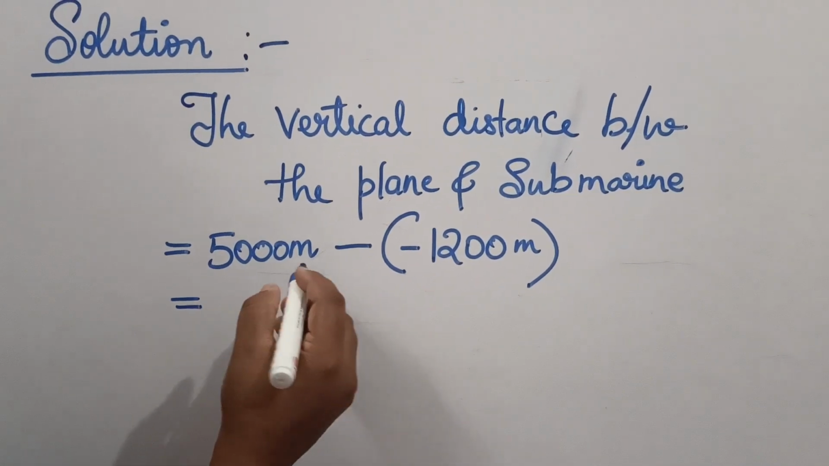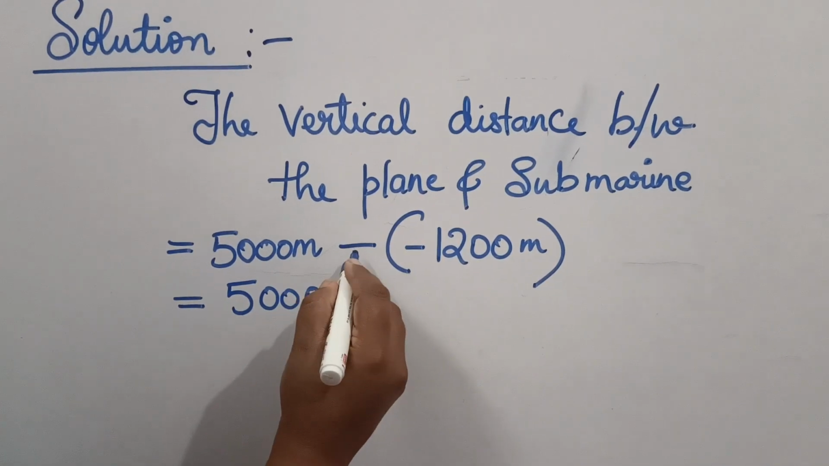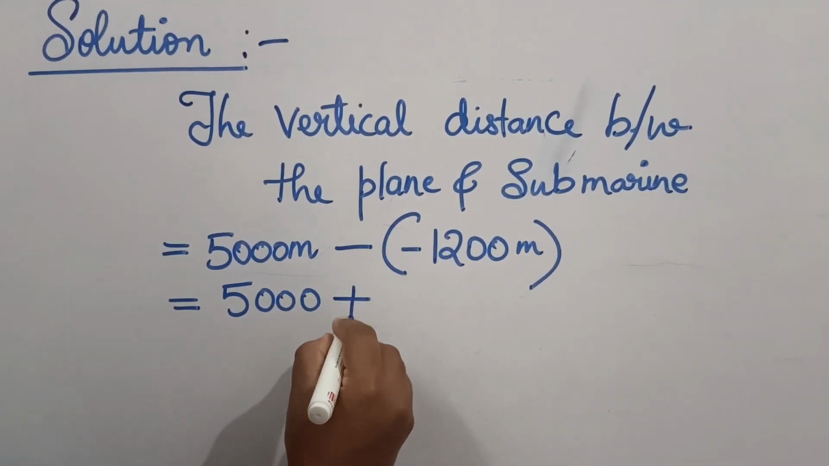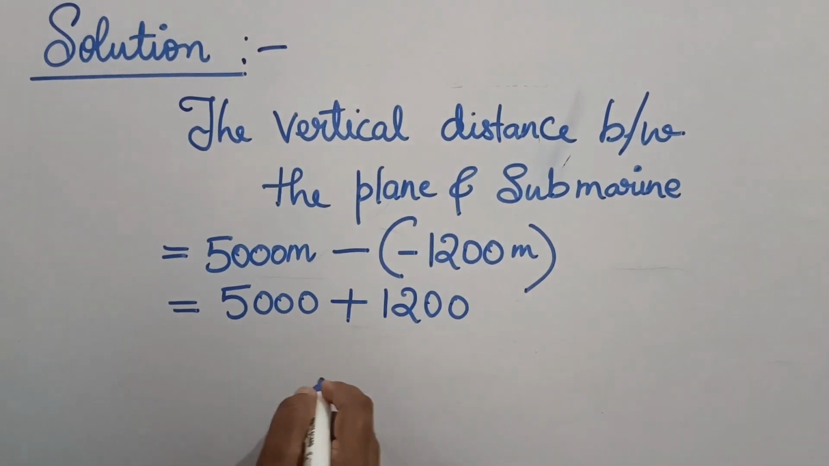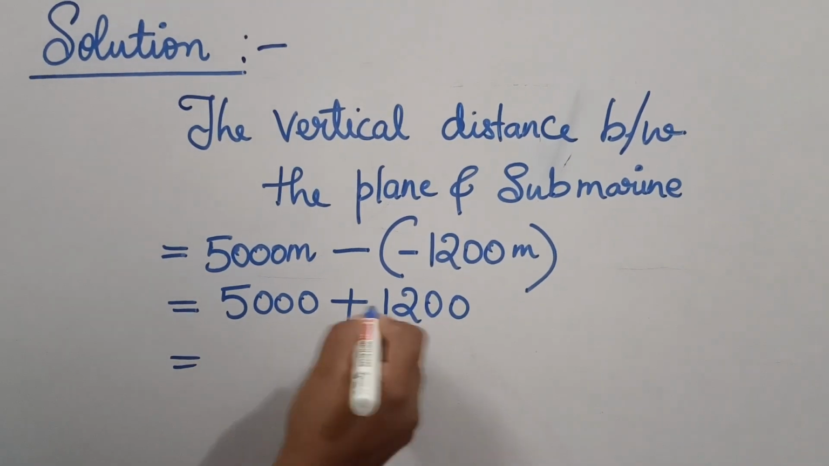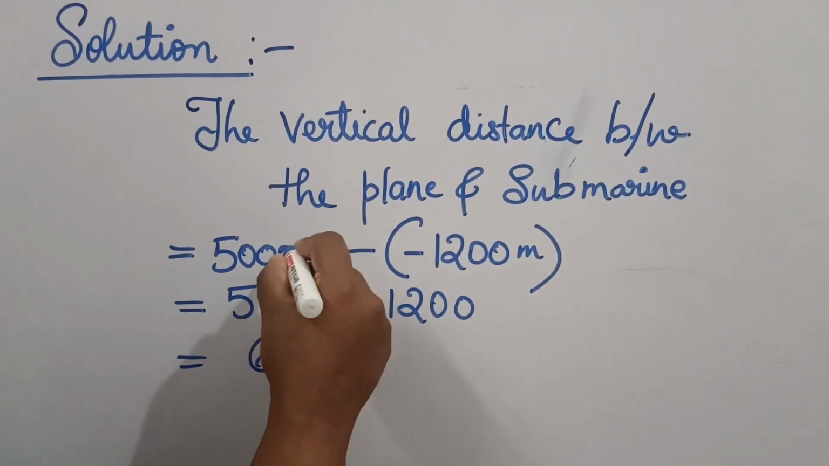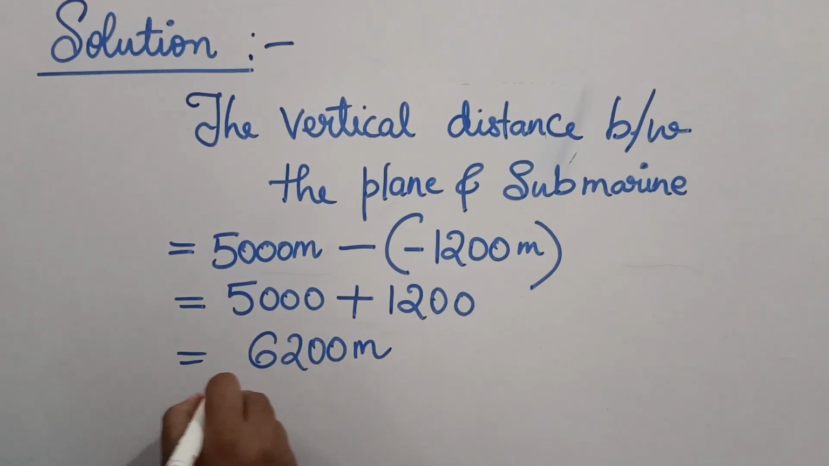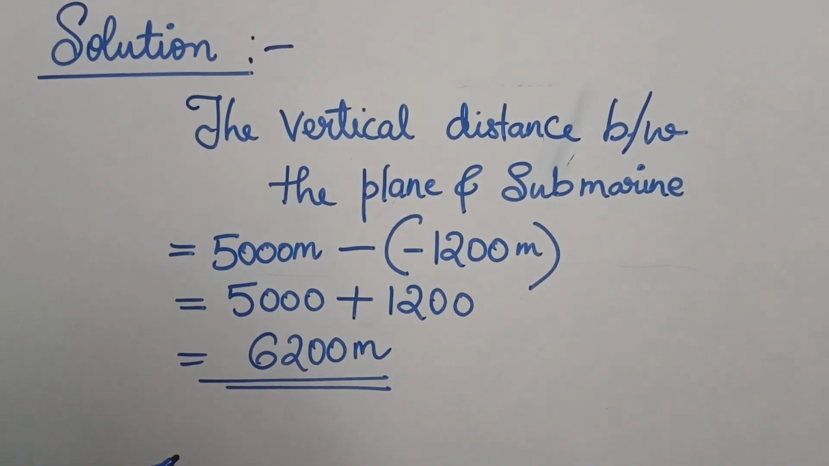So 5,000 minus and minus is plus, then write 1200 meter, then add both of them, you will get 6200. What is the unit? It's meter. So this is the distance between the plane and the submarine.